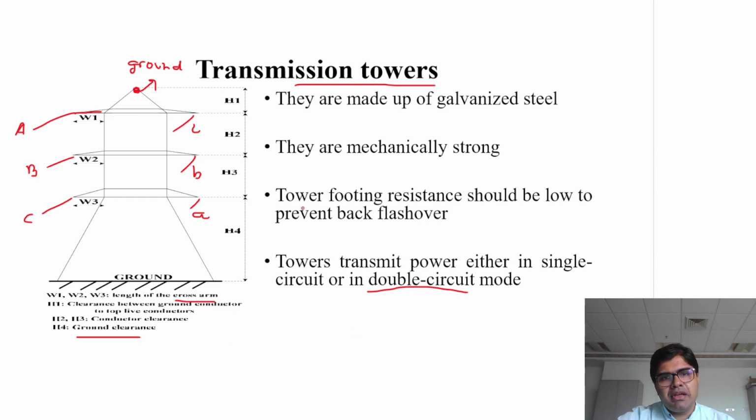Now we have a very important term, it's called tower footing resistance. It is the resistance through which the tower is connected to the ground. The value of the resistance should be low in order to prevent back flashover. What is back flashover? I am not discussing it right now. It will come subsequently in this course.